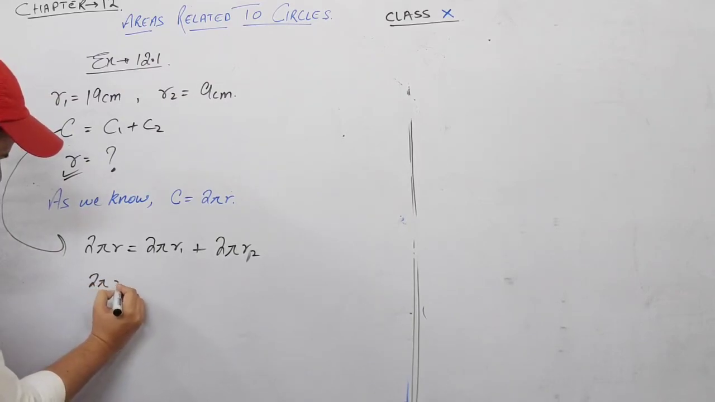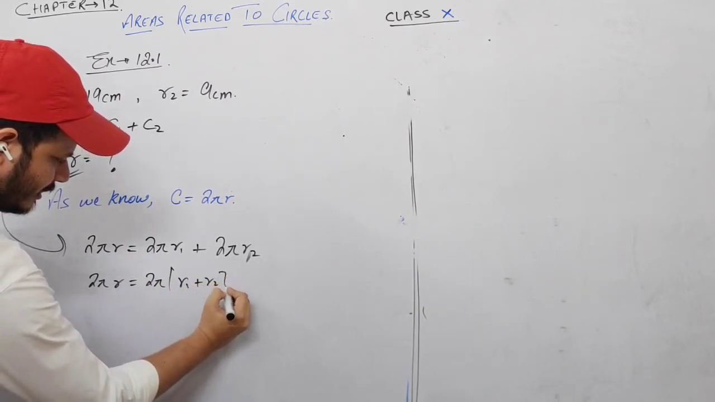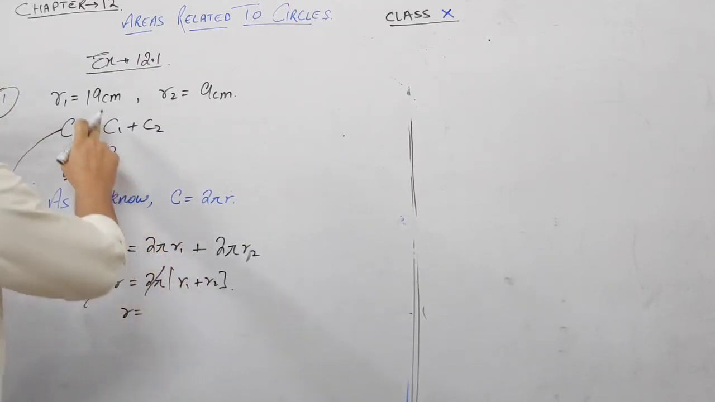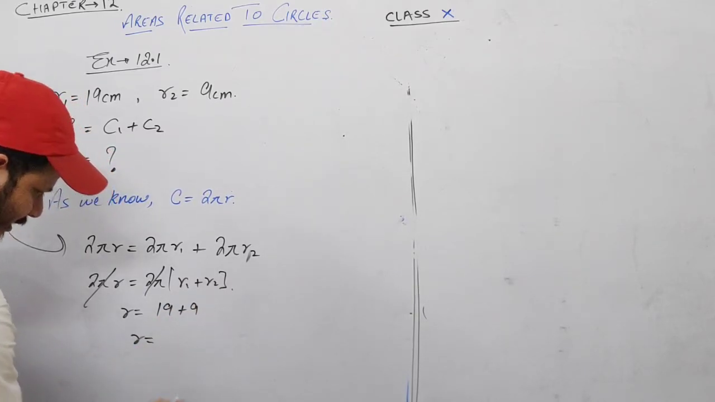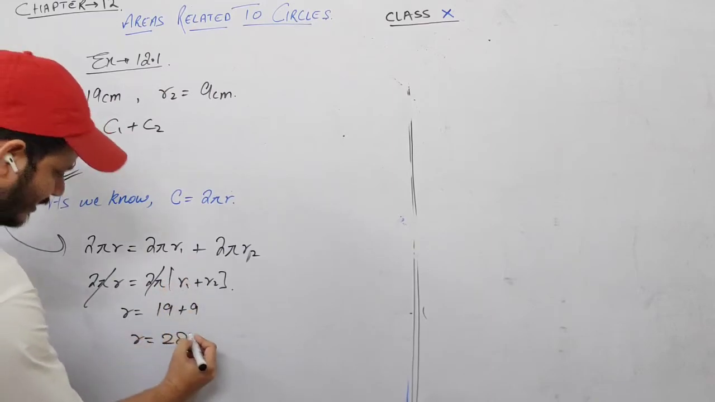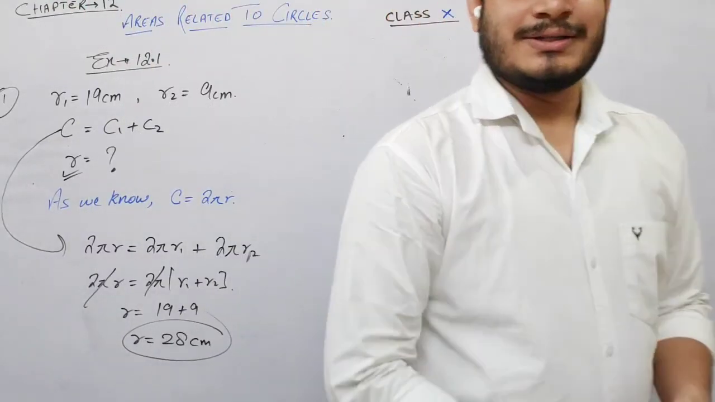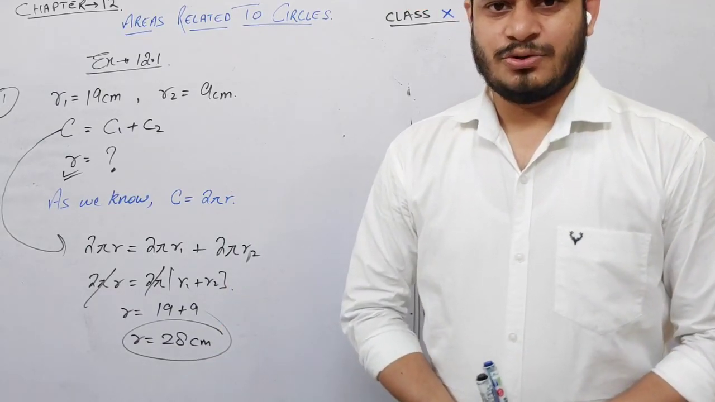2 pi r equals 2 pi r1 plus 2 pi r2. Take the 2 pi common and you will get r1 plus r2. Cancel 2 pi, so r is equal to r1 plus r2, that is 19 plus 9, and r is equal to 28 centimeters. So this is the radius of the required circle. In this way you can solve this question of exercise 12.1.